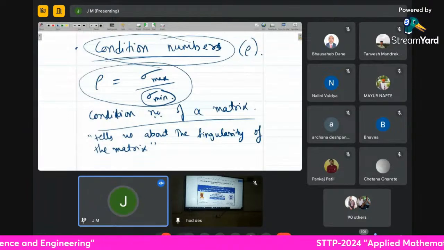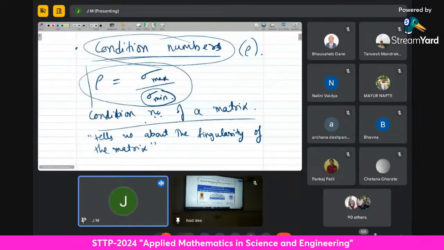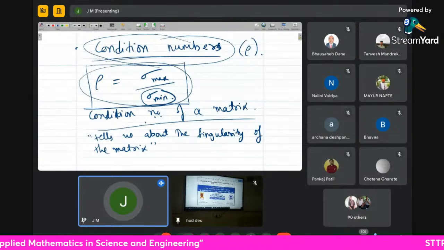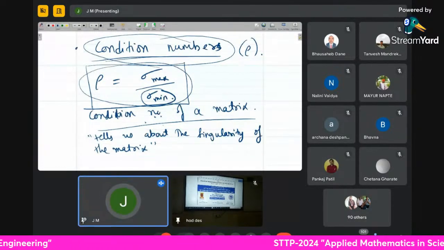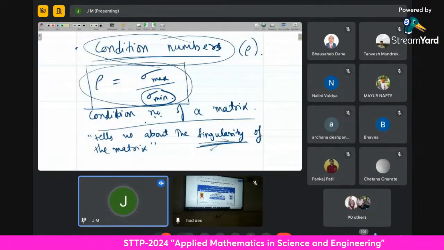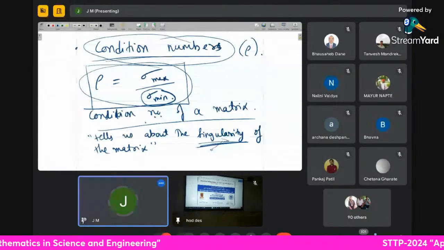Yeah, so if you study the condition number in future, this is the important point that one should convey to students. It tells you about the singularity of the matrix, which is a very important thing that one should take away from the condition number.